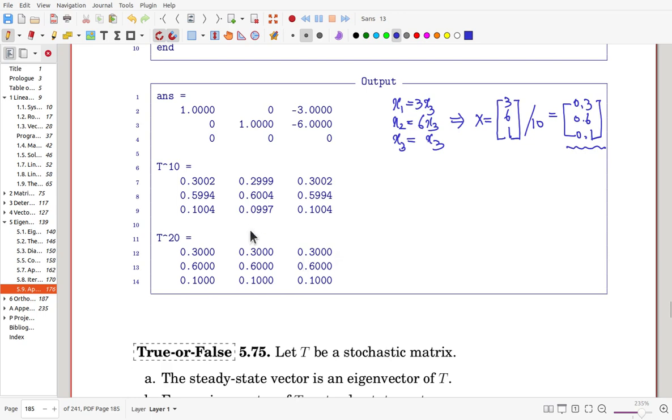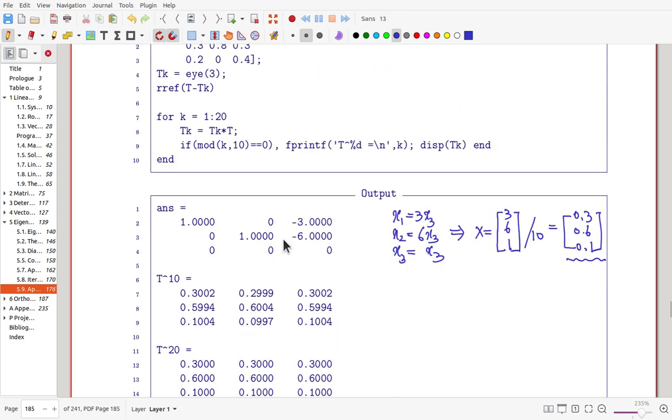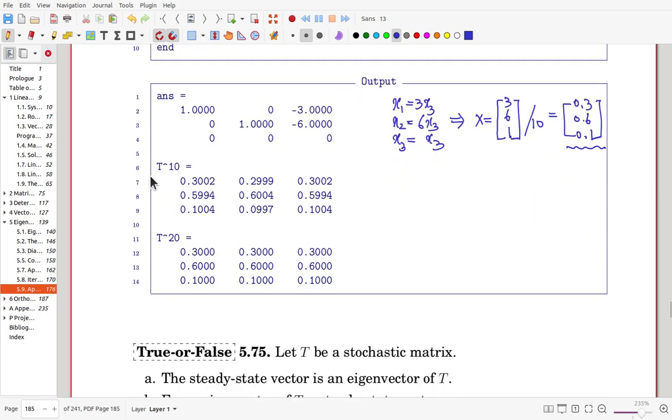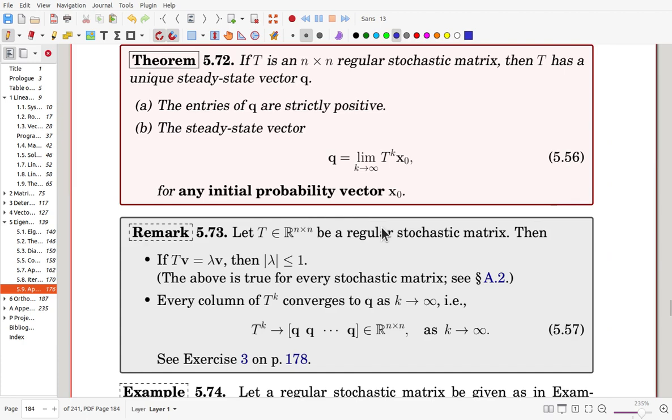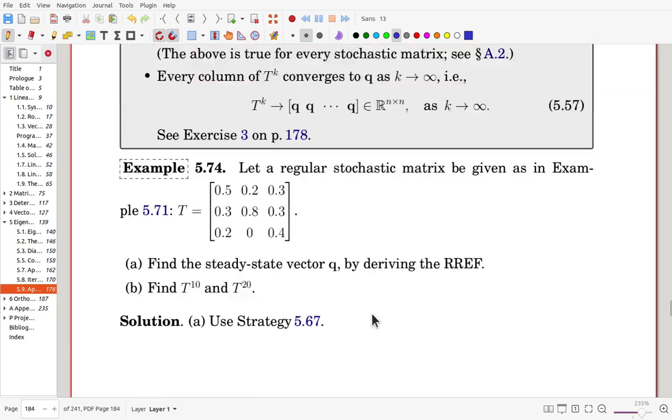Now this portion is the printout from this product. We try to get the power of T, and the 10th power is given in this way, and the 20th power, we can see that each column is the same as the steady state vector. So that theory is correct: every column of T^K converges to the unique steady state vector.